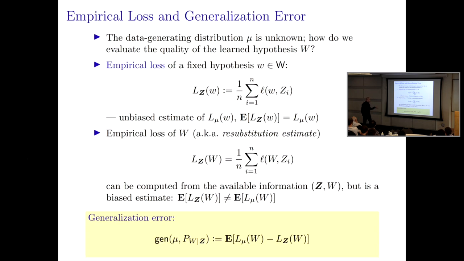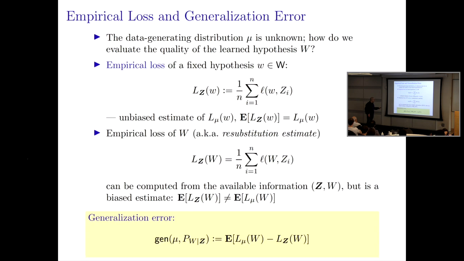And of course, the first thing you would do if you were to obtain the capital W would be to try to do the same thing because it's very easy to do. You already have your data. You've trained the thing, and now you just compute the sample average. And this is called the resubstitution estimate.